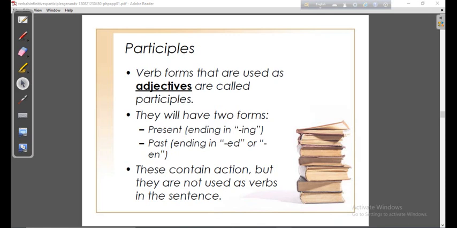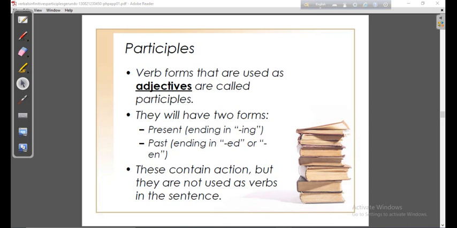In one of my video classes, I talked about infinitives. Today, I'm going to talk about participles. What is a participle? First, we have to know the definition of participles. Participles are verb forms that are used as adjectives. That means verb forms that are used as adjectives are called participles.